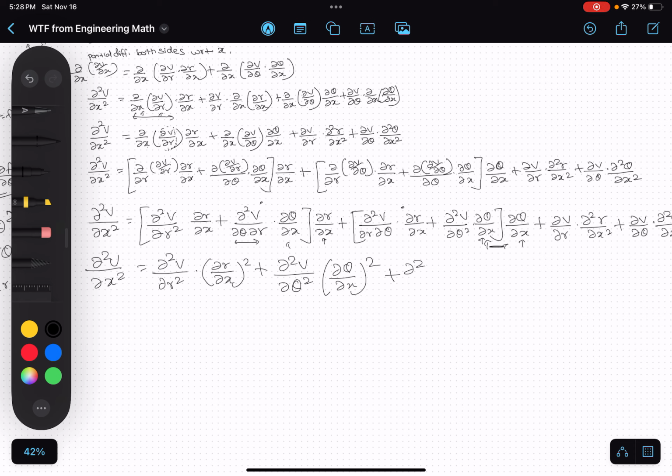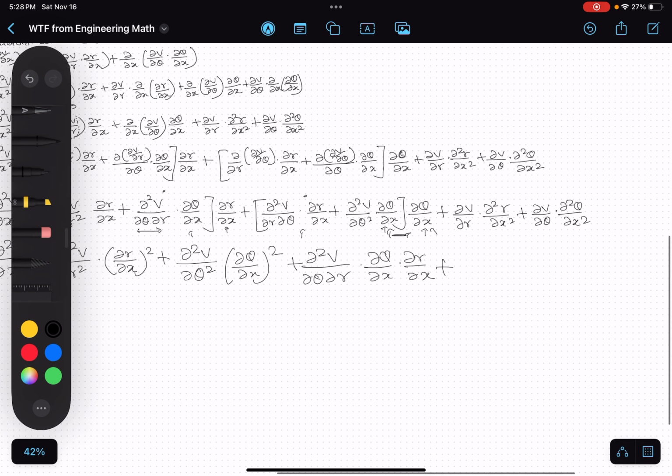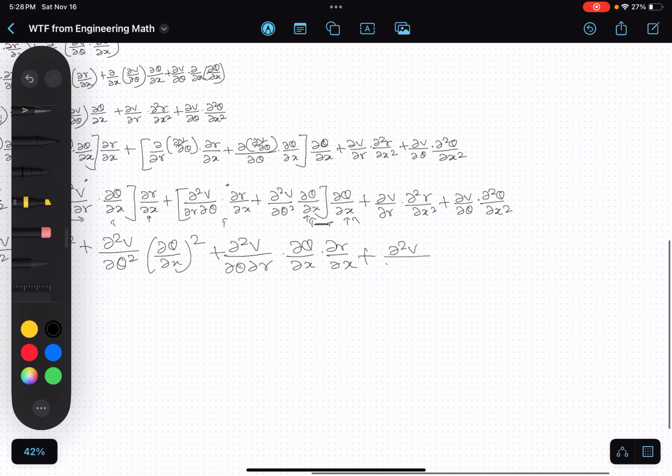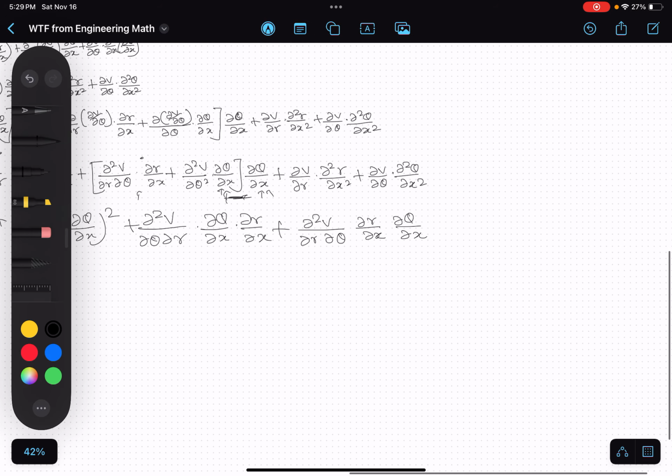Now this was partial square b by partial theta partial r times partial theta by partial x times partial r by partial x, right? Now I will write this one multiplied by the outside thing. So this will be partial square b by partial r partial theta times partial r by partial x times partial theta by partial x, right? And this one is already written. These two products are already written over here. Now remaining are partial b by partial r times partial square r by partial x square, plus partial b by partial theta times partial square theta by partial x square, right? Good.